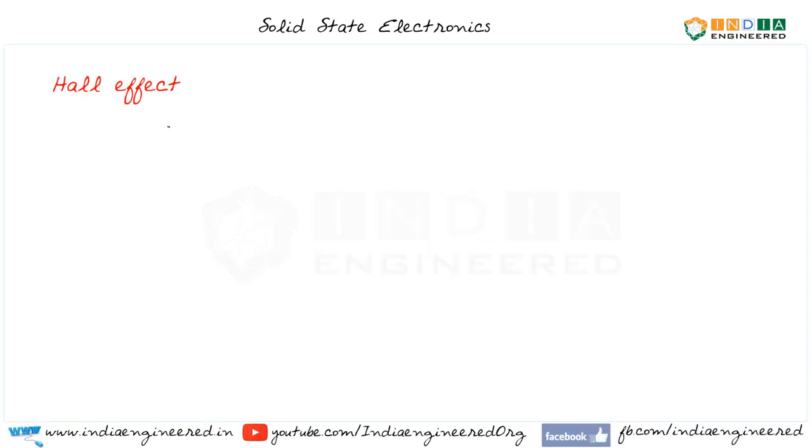Now that we have understood the motion of charge carriers and the concept of drift current and drift velocity, we can take a look at what is Hall effect. For that, let's consider a p-type semiconductor bar. So we have a semiconductor bar and let's say it is p-type. In a p-type material, we know that the majority charge carriers are holes and they are positively charged particles.